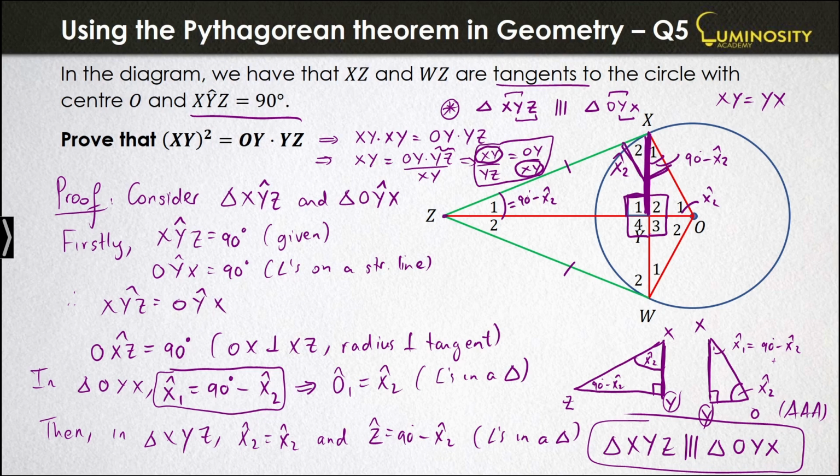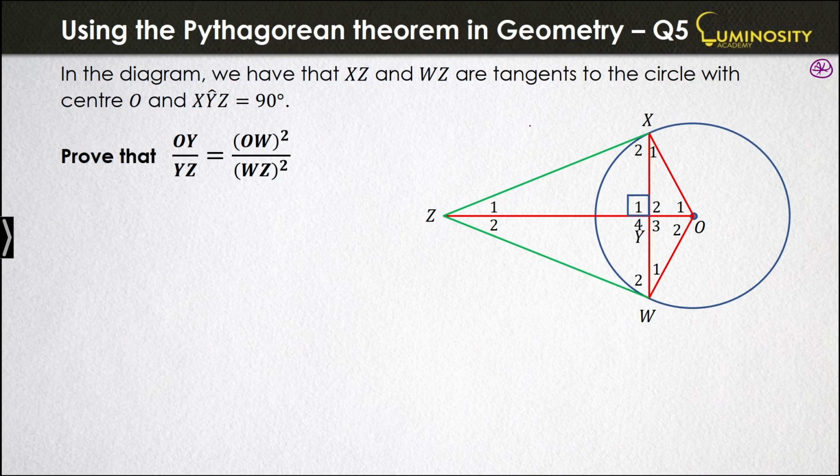Okay, so we've successfully shown that these two triangles are similar, and therefore I can work backwards now. So I can say XY divided by YZ is equal to OY divided by XY. So working backwards in this if and only if statement, I can show that this statement is true: XY all squared equals OY times YZ. Because this is the proportion I'll use, and then cross multiplying gives you that expression.